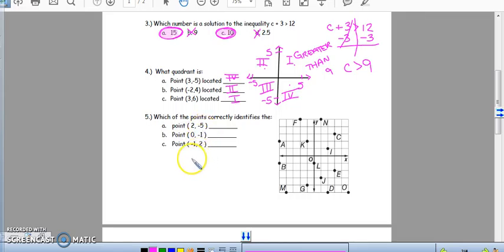Okay, which of the points correctly identifies the point (2, -5)? So that means I always go over first, then up or down. So I go over 2, and then negative 5, so down 5. I'm at D. Next one, I go over none, down 1, so that's L. Negative 1, 2. I go over to negative 1, up 2 spots, so I'm at K. All right, if you're having any questions, make sure you circle the problems you're having questions with. That way in class, the next day you can ask.